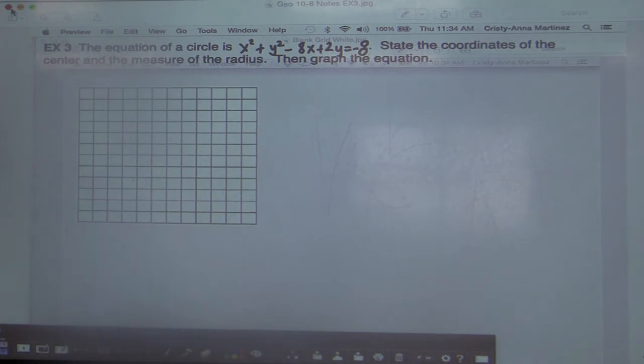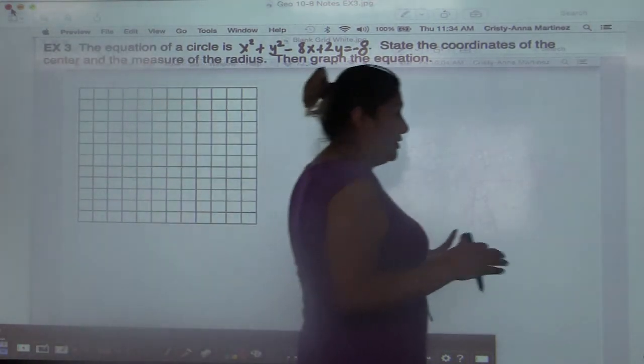All right. So in example 3, it says the equation of a circle is x squared plus y squared minus 8x plus 2y equals negative 8. State the coordinates of the center and the measure of the radius, and then they want us to graph the equation. So this is where things start getting a little bit crazy, because this is going to require that you recall some Algebra 1, I know that's been a while, and it requires that you know how to complete the square. So I don't want you to panic if you don't remember how to do this.